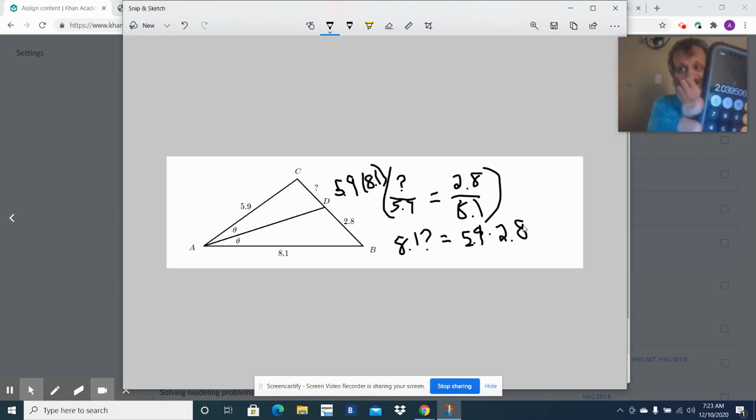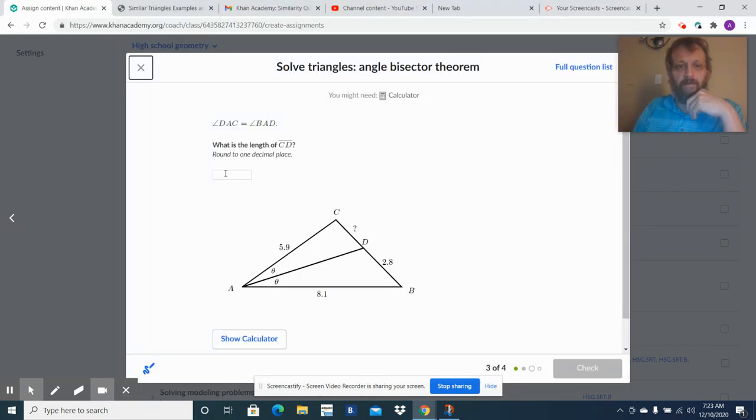I get 2, basically. Now, again, I want to think about this for a second, just before I go put my answer. Should this be longer or shorter than this? Well, 5.9 is less than 8.1, so 2 makes sense. It should have gotten smaller. Might not be correct, but at least I know that I should have a reasonable answer.